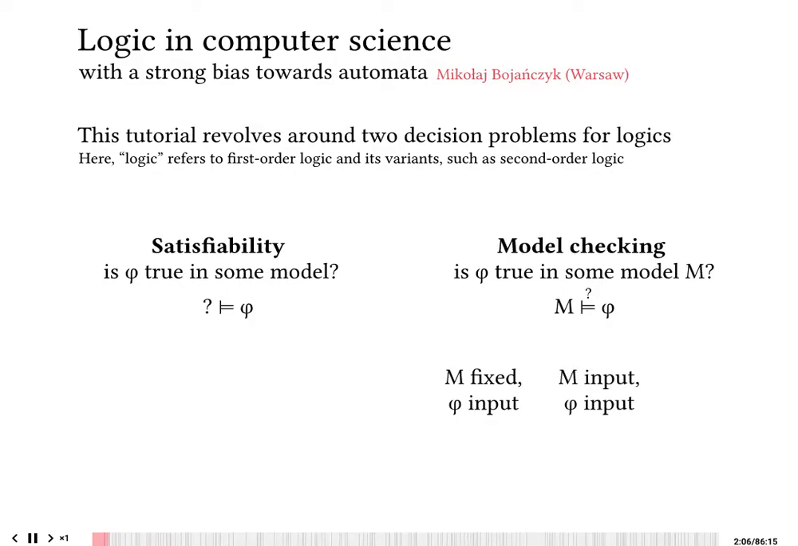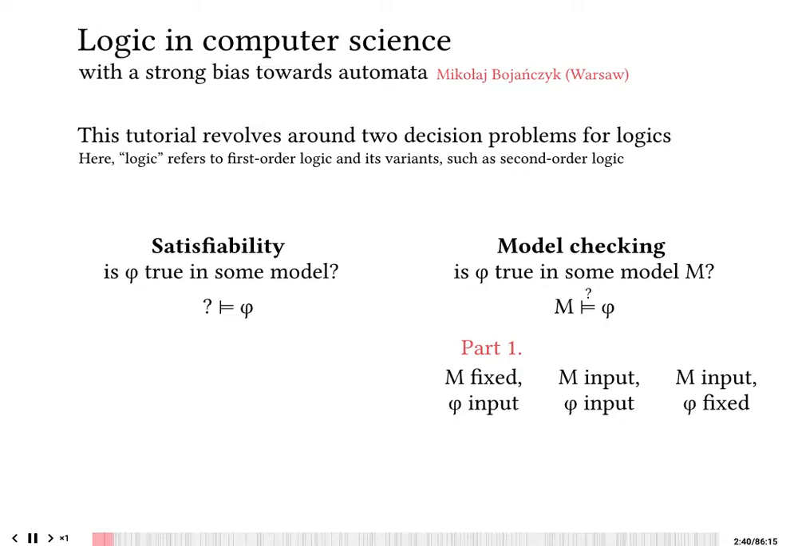The second case is where both the model and the formula are the input. I will have the least, or almost nothing, to say about this particular problem. And then the final problem is where you fix the formula and you are given the model M as input. This will be most interesting if you restrict M to come from some restricted classes of models, such as sparse models, and there has been quite a lot of activity about this in the last few years.